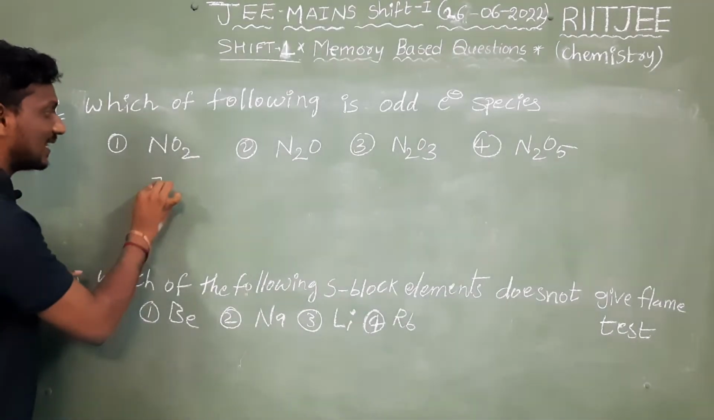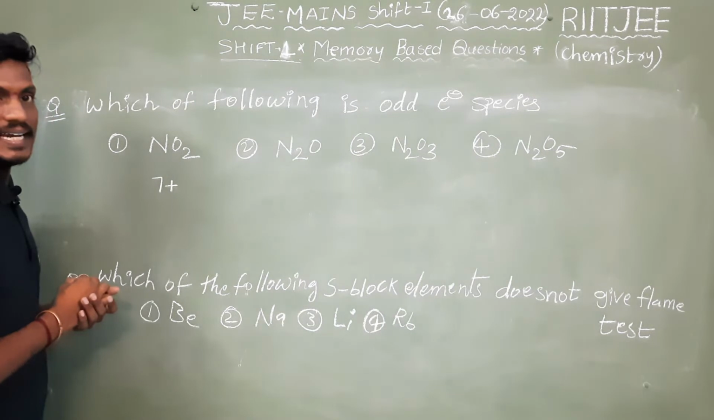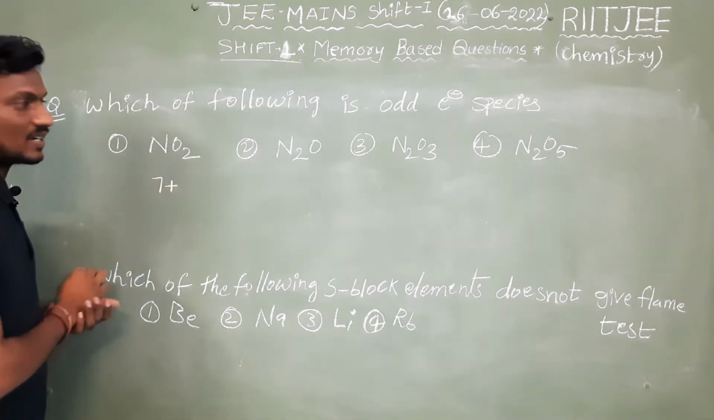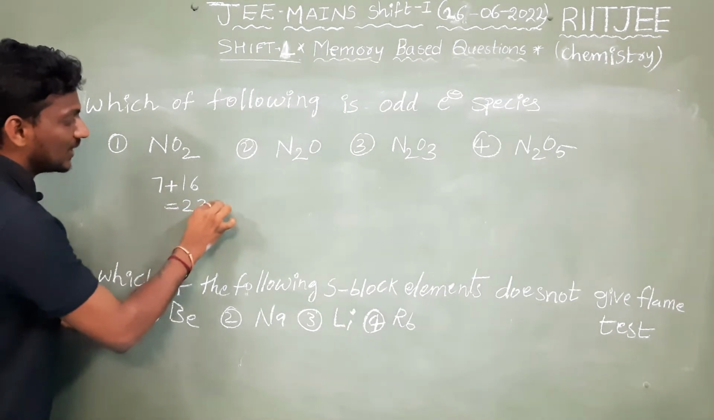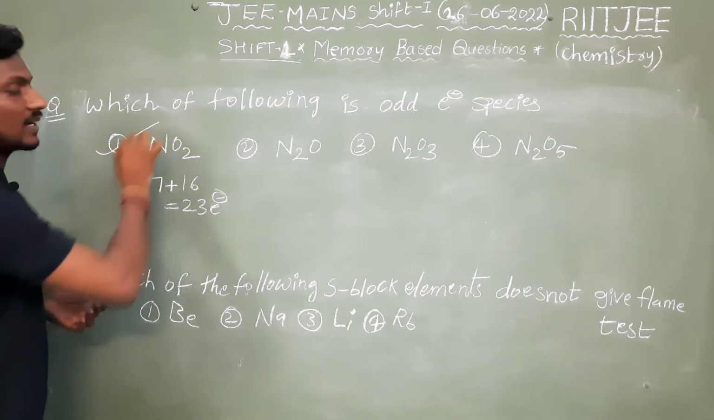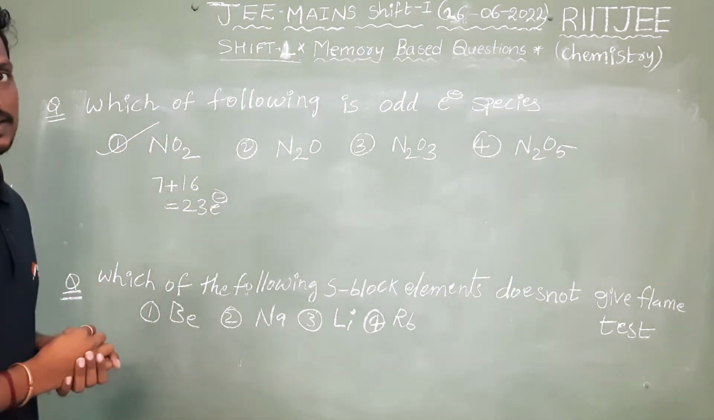Nitrogen contains 7 electrons, oxygen contains 8 electrons, but there are 2 oxygens. So 7 plus 16, that is 23. 23 electrons is an odd number of electrons. The first option is the answer to the question.